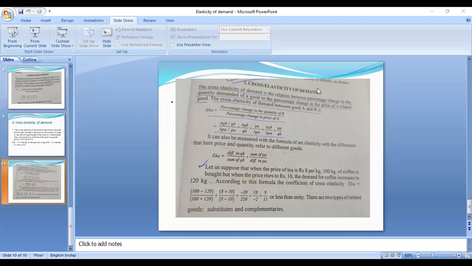Why is it perfectly inelastic? You check: the price changes, correct? Price changes, but demand does not change. So if one changes and the other does not, we can say it is inelastic. That means whatever the price changes, it does not at all affect the demand for the other commodity. So which type of commodities belong to this category? Give some examples.